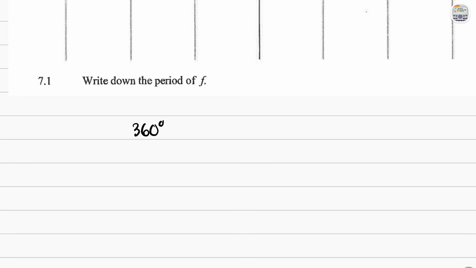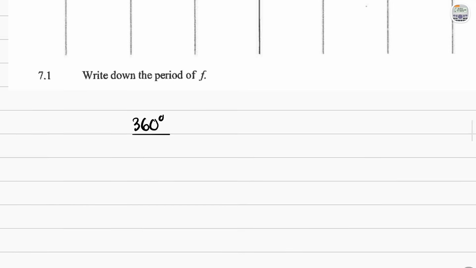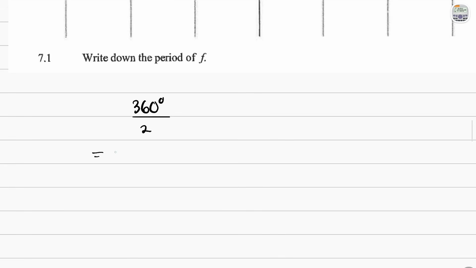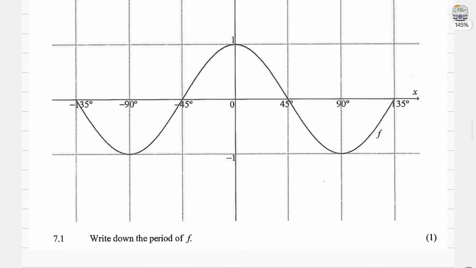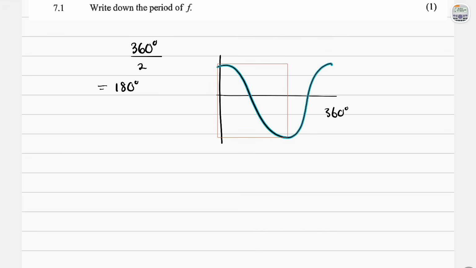360 degrees. But then to find the new period, you just say the old period divided by the number in front of x, which is a 2. So divided by 2 is 180 degrees. So that graph has a period of 180 degrees, meaning it no longer completes a cycle in 360 degrees like it used to. It now completes a cycle in 180 degrees, so in half what it used to.